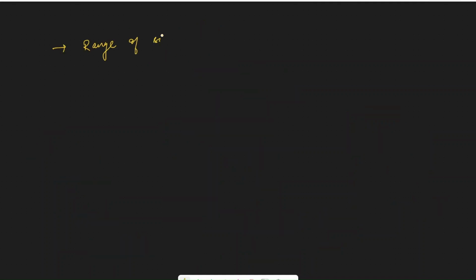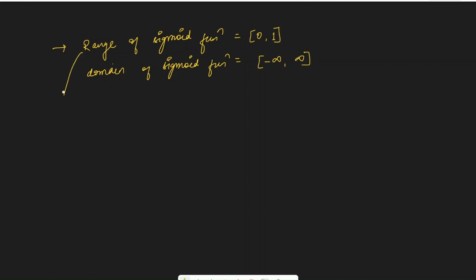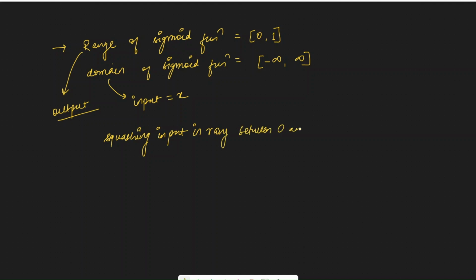The range of sigmoid function is between 0 and 1, both included. And the domain of sigmoid function is from minus infinity to plus infinity. What is range? Range is what would be the output. If we give any value of x, what would be the output? So output will always be between 0 and 1. And domain means what input values this function can take. So it can take any value from minus infinity to plus infinity. That is, x can be any value between minus infinity and plus infinity, and the output of that would always be between 0 and 1. So we can say that this sigmoid function is squashing the input in the range between 0 and 1, both included.